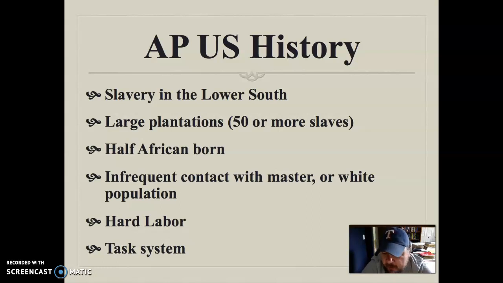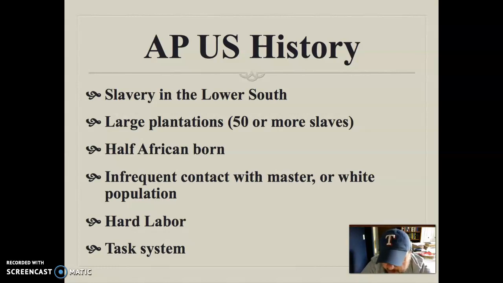In the lower South, there's infrequent contact with the white population, and really infrequent contact with the master of the plantation. Usually a slave would only see the white slave driver. That's about all that they had contact with on a daily basis. Now in the lower South, in those rice plantations, man, it was hard labor. They had just tons of tasks like stopping the flow of water so they could get the right amount of water in the rice fields. It was just a lot of tough, hard work.